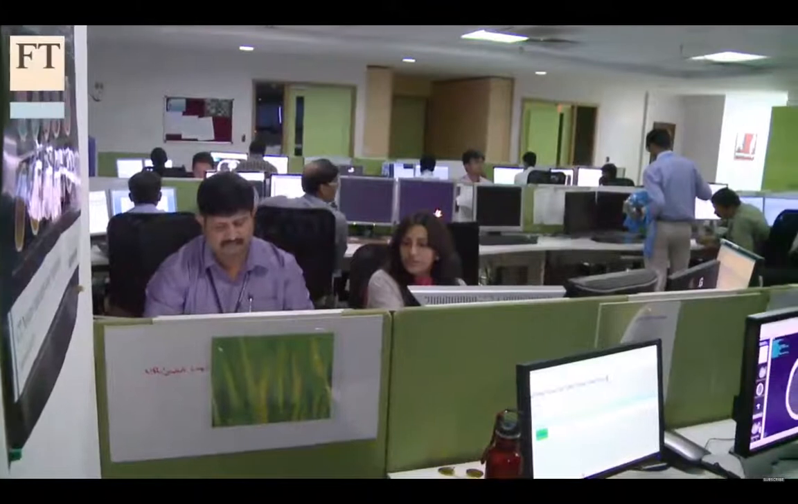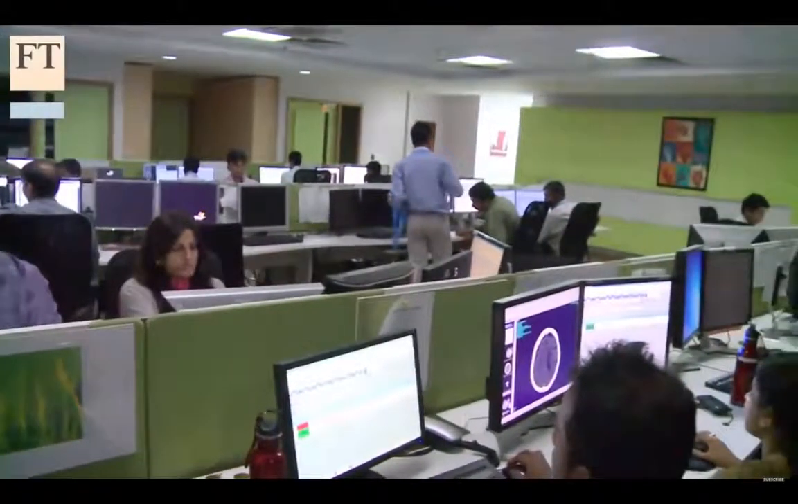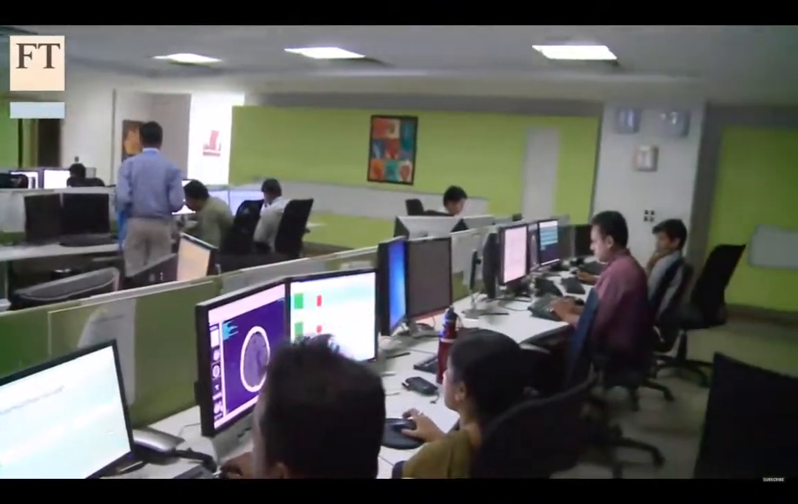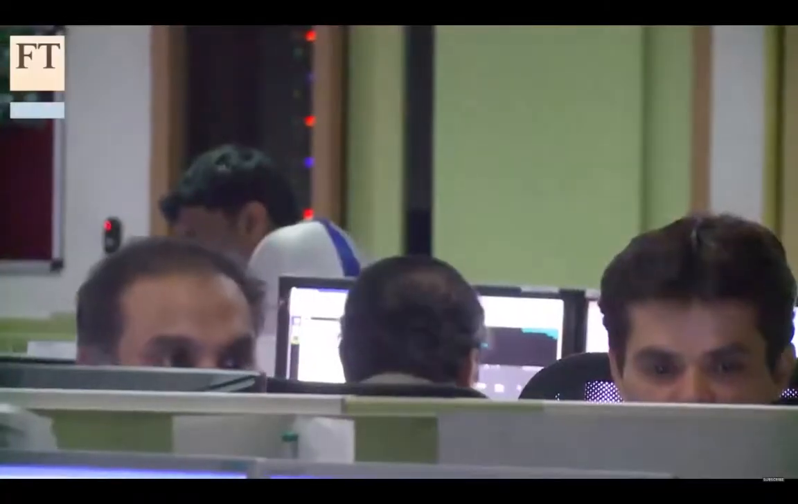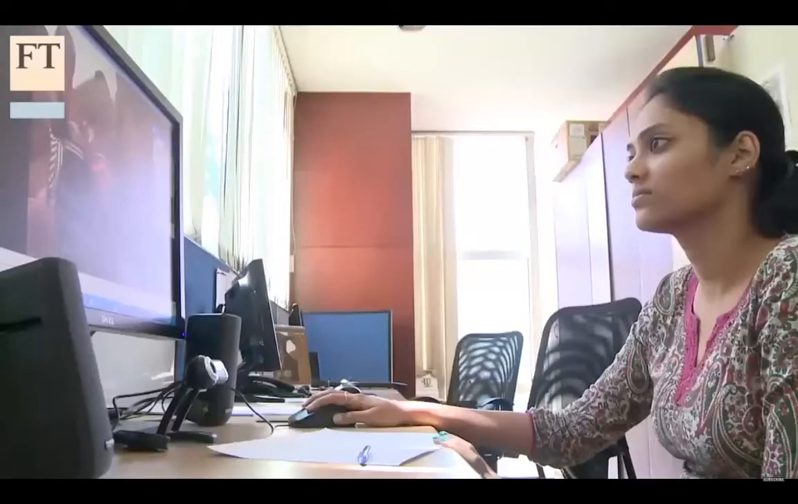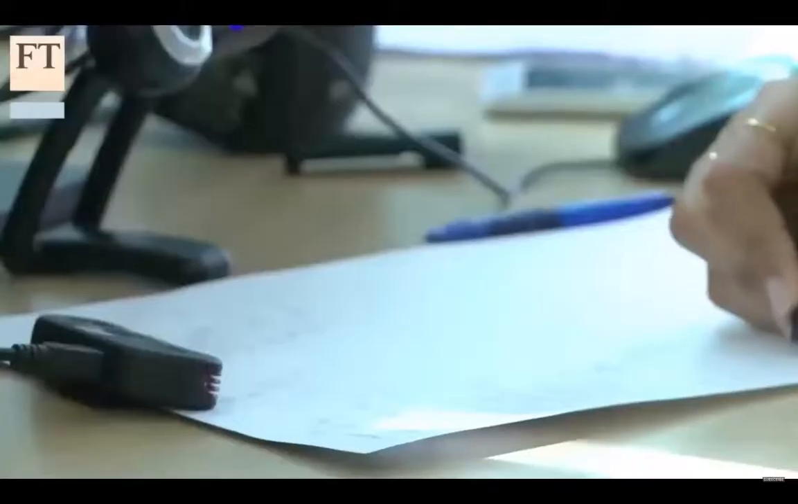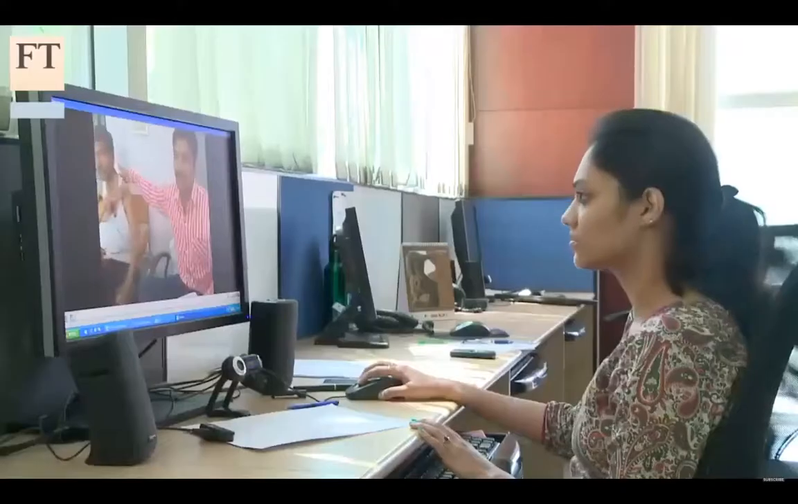The company now employs more than 50 radiologists in India and other countries, sending back scans to hospitals in the US, Europe, and Singapore in as little as 30 minutes. And they're now looking to expand their services into less developed places, including Africa.